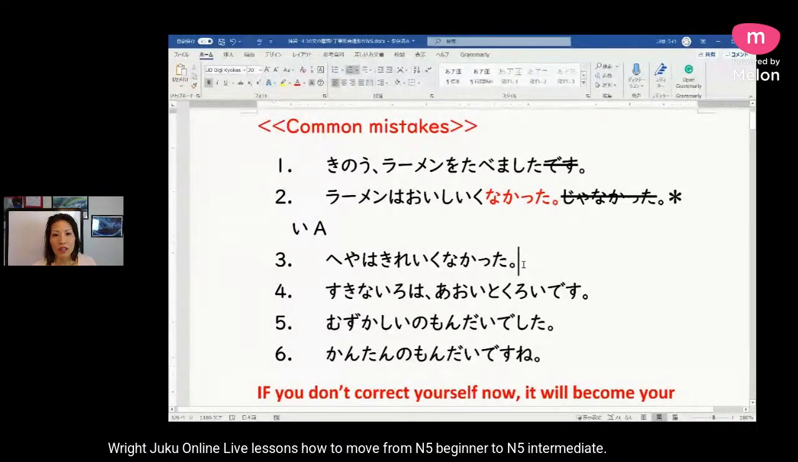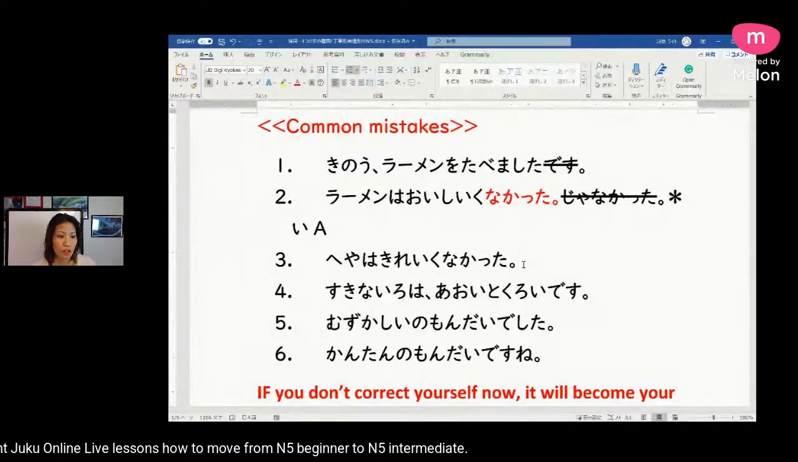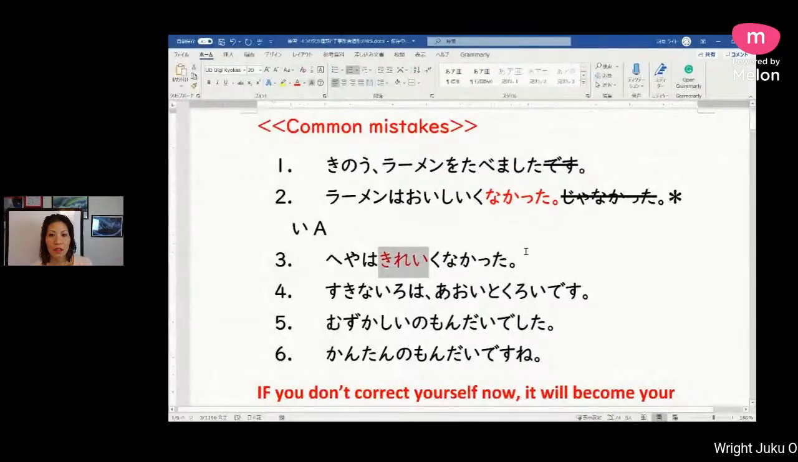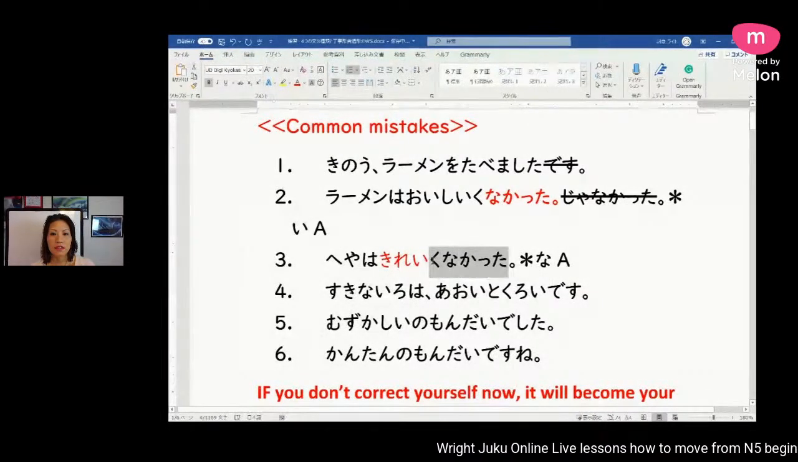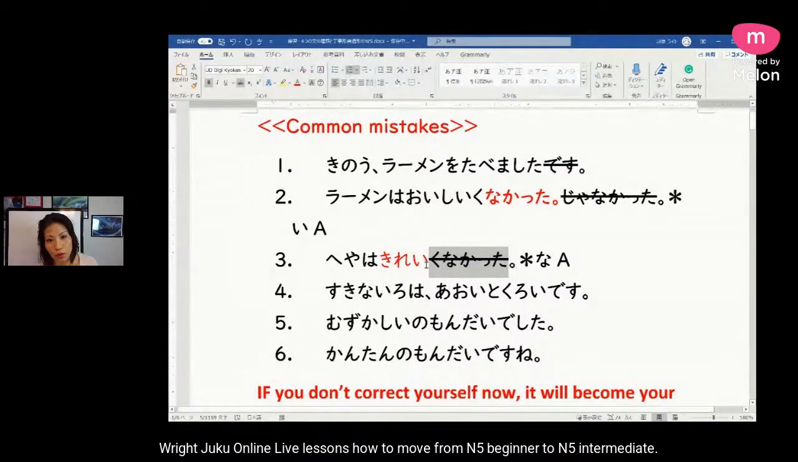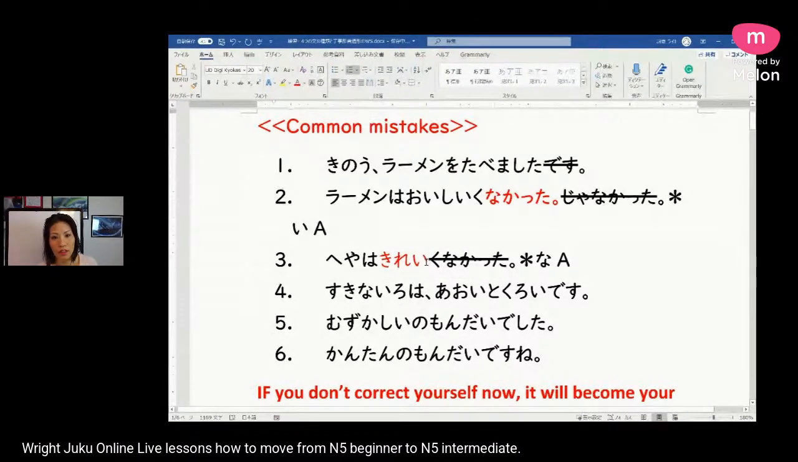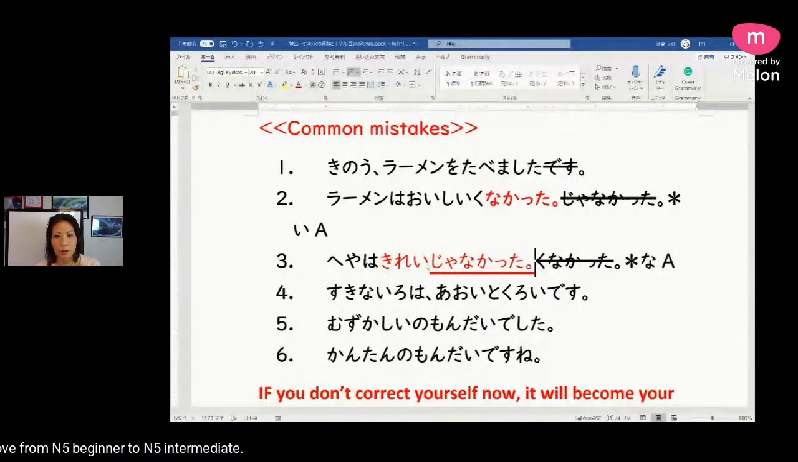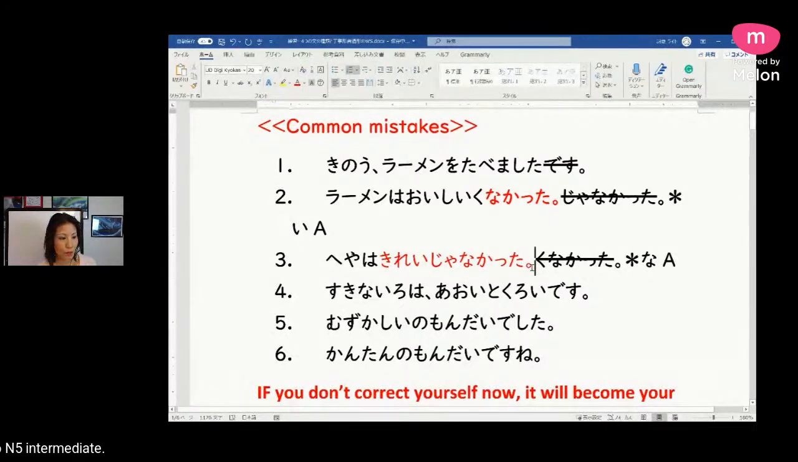Next. 部屋はきれいくなかった。What's wrong with this? Remember to be careful with some na adjectives. きれい is a na adjective, right? So くなかった is the E adjective pattern, so you cannot use that. The correct way to say it is 部屋はきれいじゃなかった, because it's a na adjective. 部屋はきれいじゃなかった。Next one.